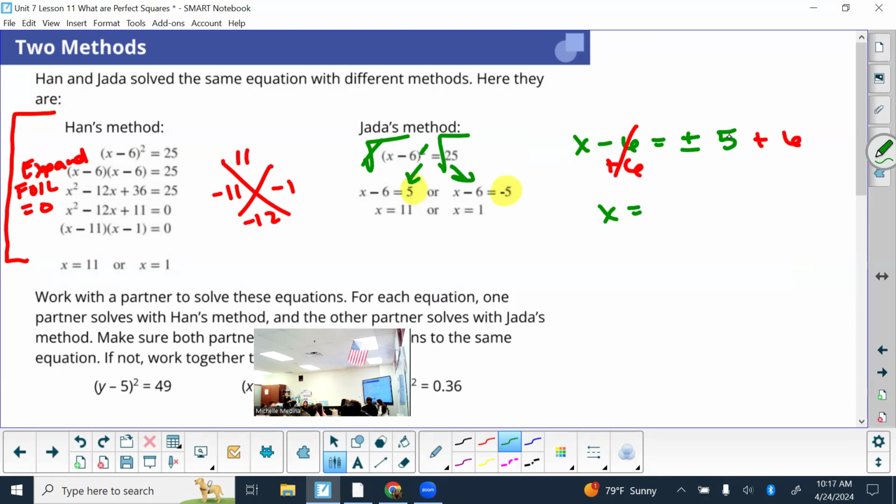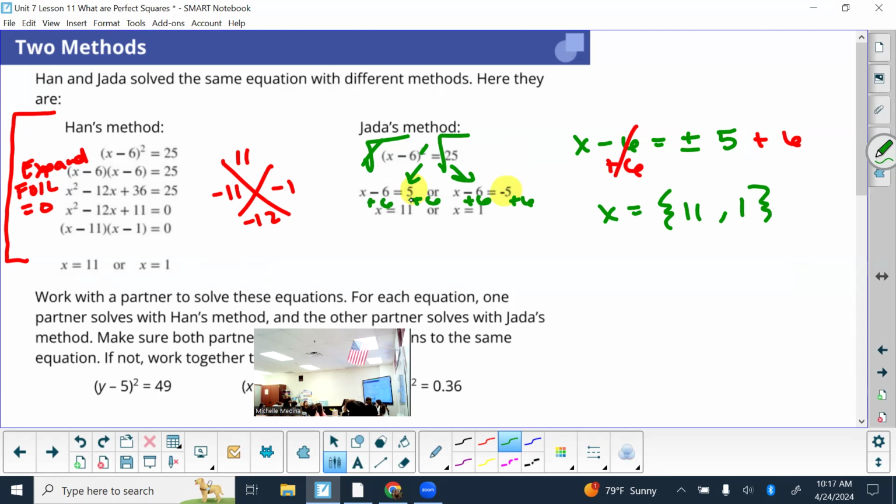So like what's +5 plus 6? 11. What's -5 plus 6? 1. All right, but here it's showing you could do the same thing here, add 6 to each side, solve them separately and get the same. Questions on that?